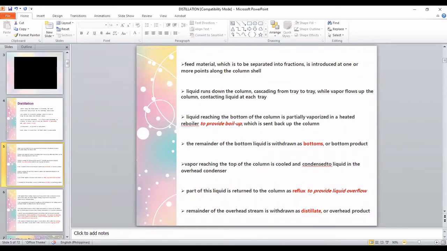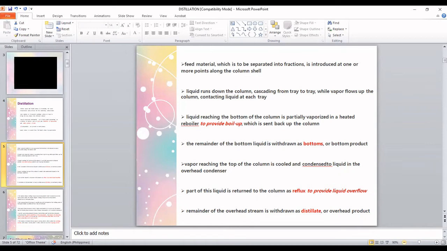Speaking of introducing the feed into your column, most of the time it's in the bottom part that we introduce the feed, but there are other columns that have what we call intermediate streams. Nonetheless, our focus in this course is just a distilling column that processes only a single feed. Okay? Now, for the distilling column, the liquid phase runs down the column.